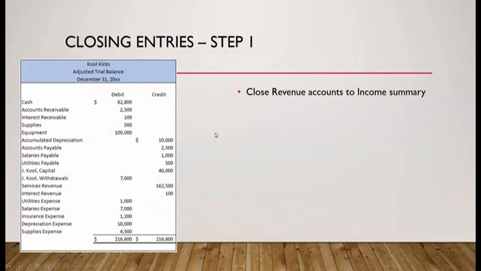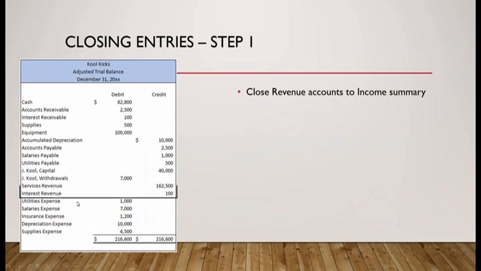So in the closing process, in step 1, we want to make all of our temporary accounts zero. But we do this in a logical, systematic way. So we begin with making all of our revenues zero. We dump all of our revenues into the income summary account. So here's what we do.